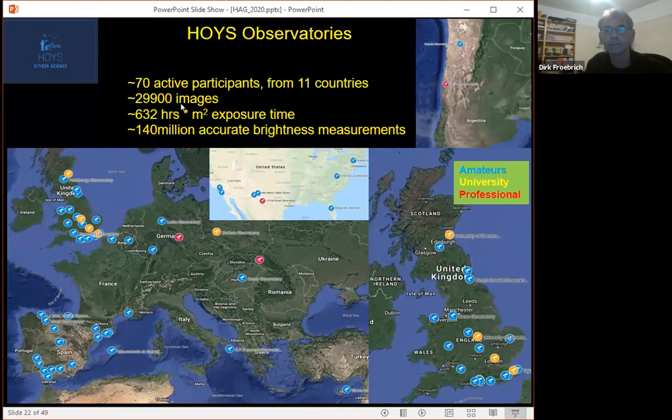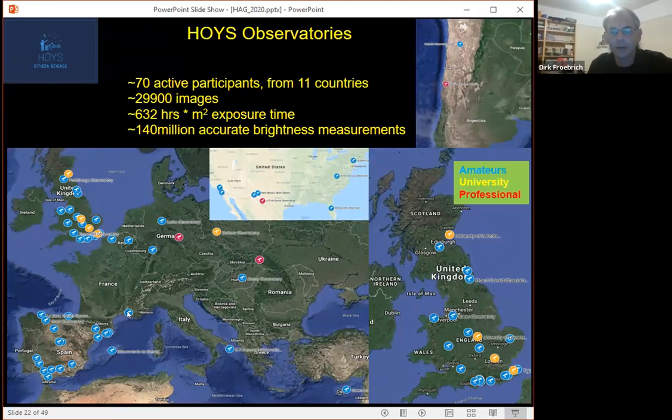Well, quite well. We are now in year 5 of the project. We have recruited 70 people from 11 different countries. So there's a couple of location maps. All the blue circles are basically locations of amateur telescopes. So yours is down here somewhere as well, your observatory.